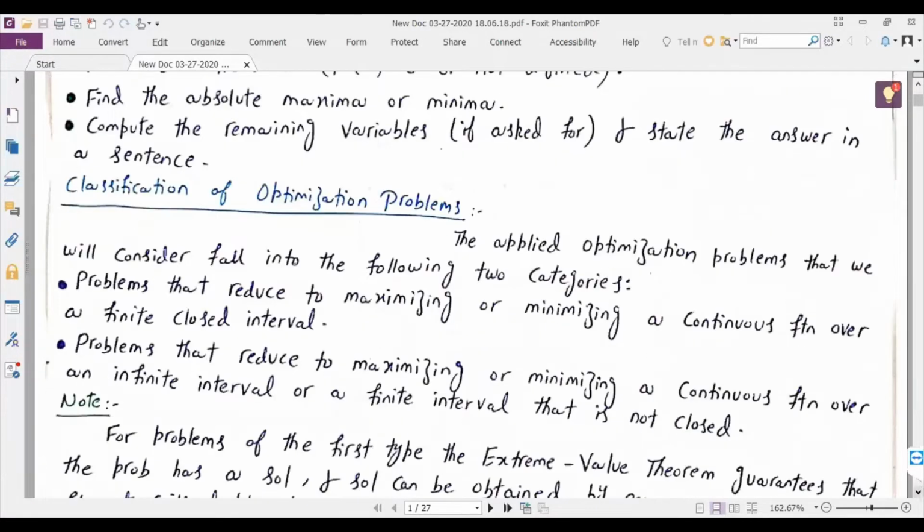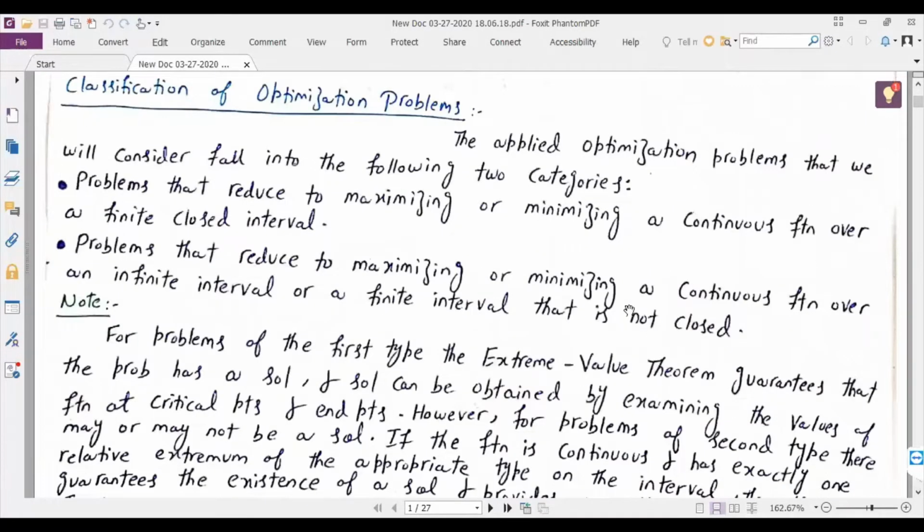Now comes the classification of optimization problems. The applied optimization problems that we will consider fall into the following two categories. Category one is the problems that reduce to maximizing or minimizing a continuous function over a finite closed interval. And the second one are the problems that reduce to maximizing or minimizing a continuous function over an infinite interval or a finite interval that is not closed.